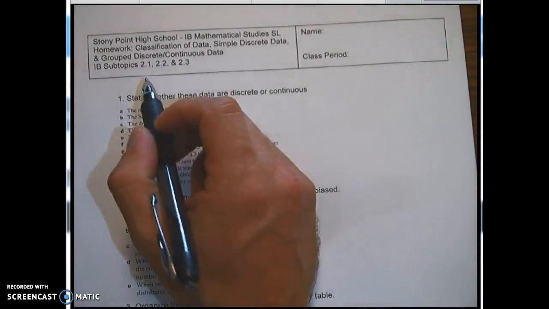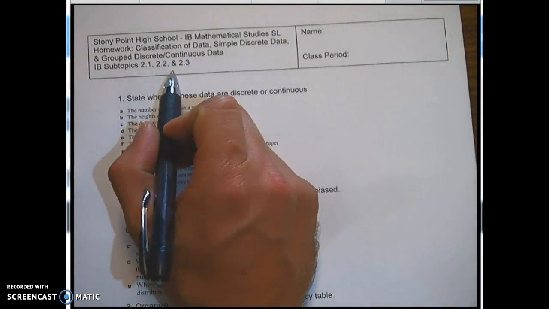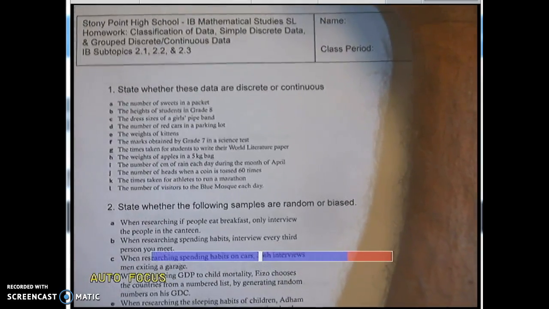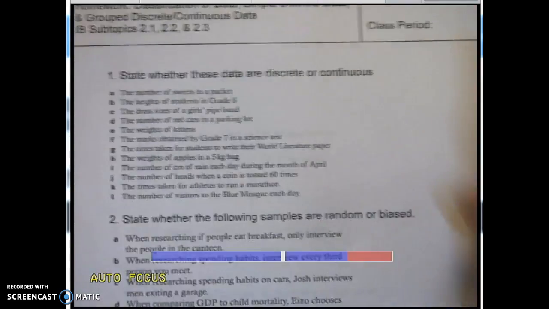I'm going to talk today about IB Subtopics 2.1, 2.2, and 2.3, which is classifying data as discrete or continuous, generating frequency tables, and also making histograms.